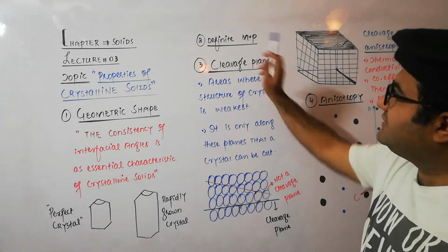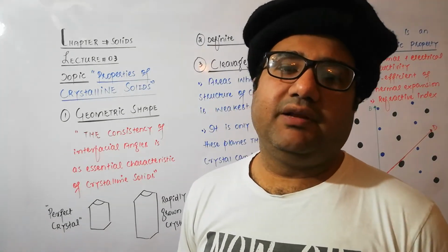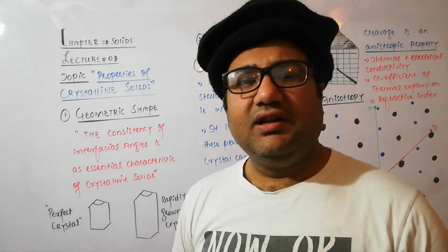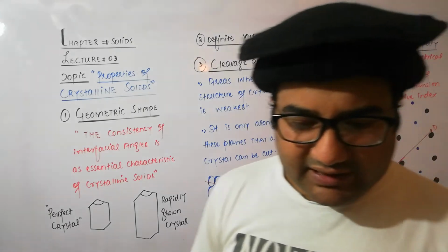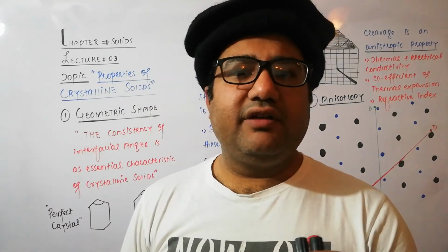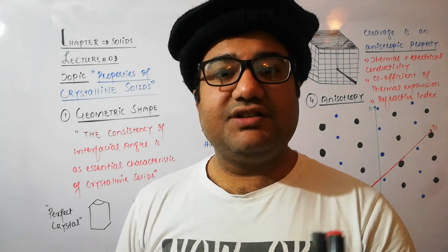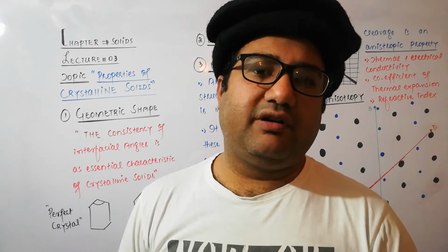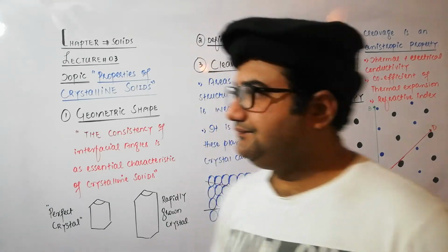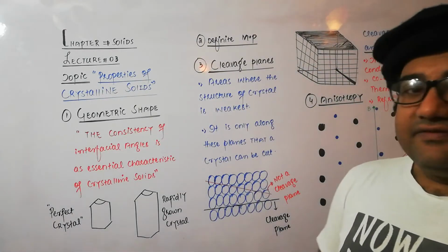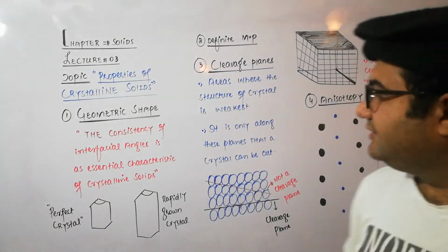Now let us move towards the second point, which is that every crystalline solid has a sharp or definite melting point. And these sharp or definite melting points can be used to identify the crystalline solid. For example, the melting point of sodium chloride is 801, and this is a sharp, specific, definite melting point of NaCl. So NaCl can be identified with the help of its melting point. And this definite melting point is because of the regular arrangement of the particles in the crystalline solids.